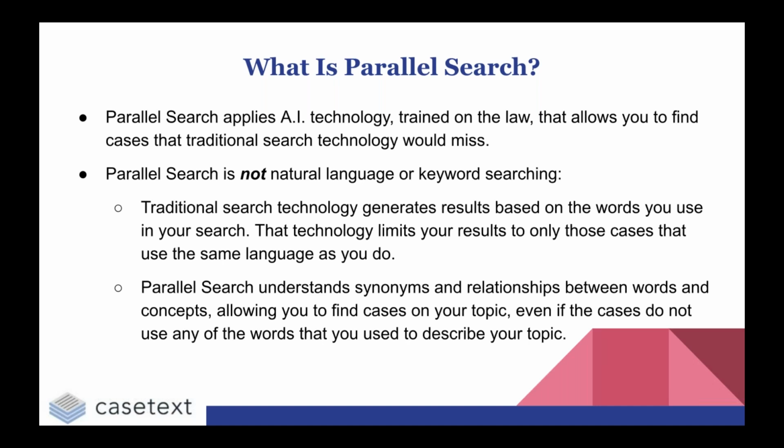But parallel search understands synonyms and relationships between words and concepts. This allows you to find cases on your topic, even if the cases do not use any of the words that you use to describe your topic. So, if a judge describes your legal issue in a way that differs from your search query, you can still find that judge's opinion using parallel search. But let's go to parallel search now so you can see what I mean.